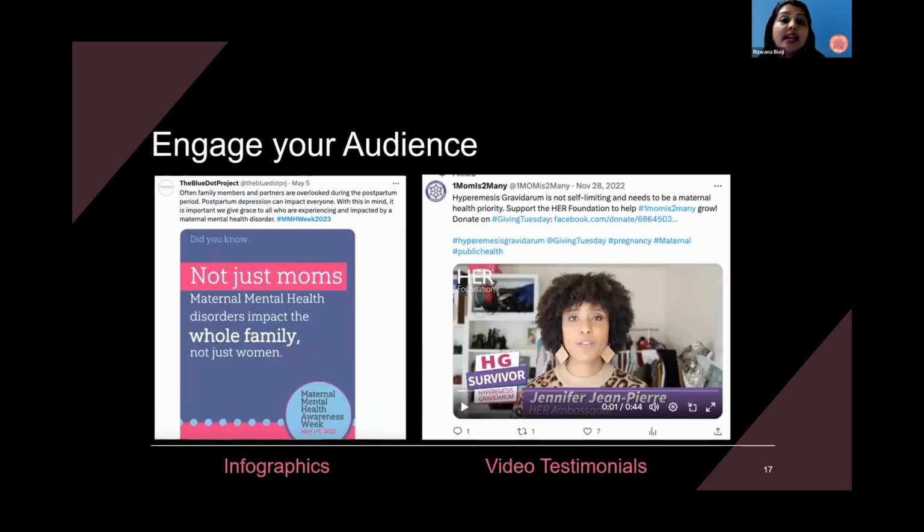Next is to engage your audience. This again is very important, and you need to post compelling content in order to attract and retain your audience's attention. Use a mix of text, images, videos, and infographics. For example, on the left, the post by the Blue Dot Project is about using a nice infographic. They have very concise text. They have used the hashtag MMHV 2023.